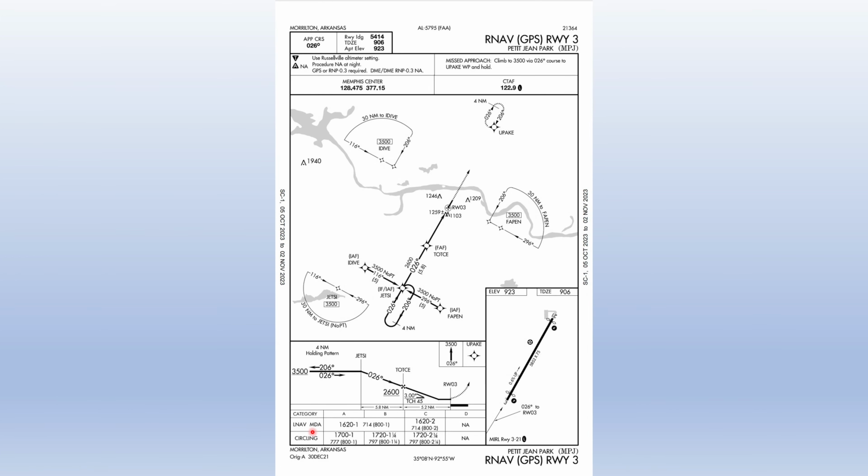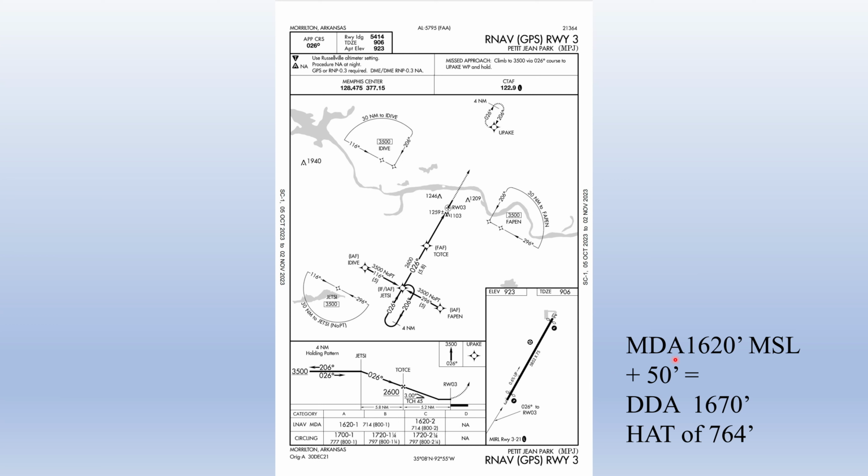So looking at the minimums for the approach, again, it is LNAV only. So we have an MDA. The MDA for a Category A aircraft, which is what we are in the Cessna 172, is 1,620 feet MSL. And that is a height above touchdown of 714 feet. And then the visibility minimum is 1 statute mile to fly the approach and be able to land from the approach. Again, if we're flying it with the LNAV+V technique, we need to add a buffer in there and create a DDA.